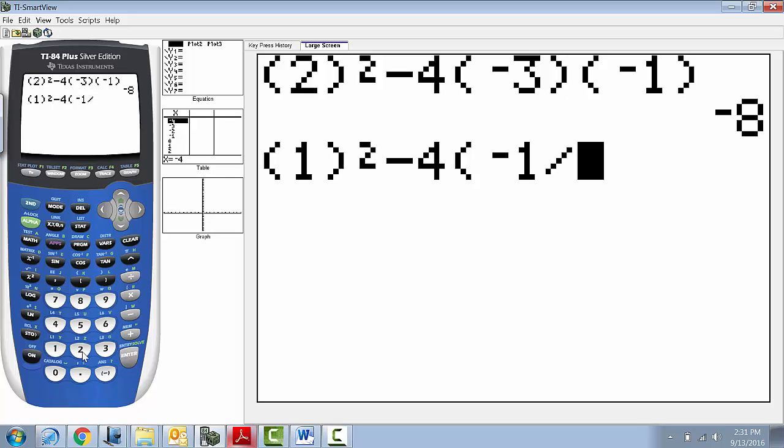Because watch, that becomes a fraction. Now I guess it's 0.5. 0.5 is fine. But what if it was 3/4 or 5/6? Just make sure that you know how to do it. And then parentheses, again, negative 1/2. Negative 1 divided by 2.